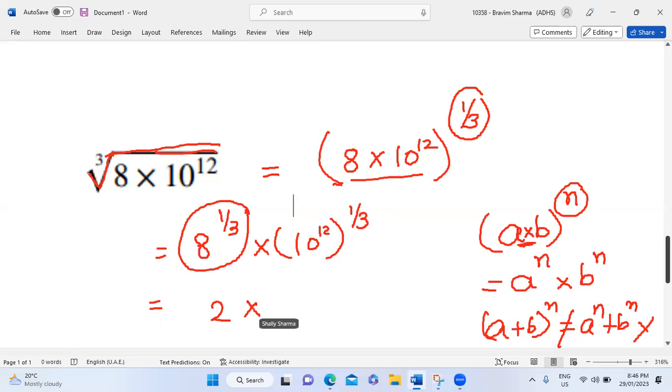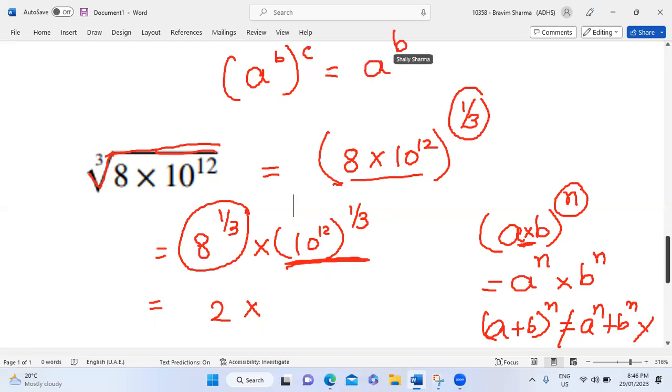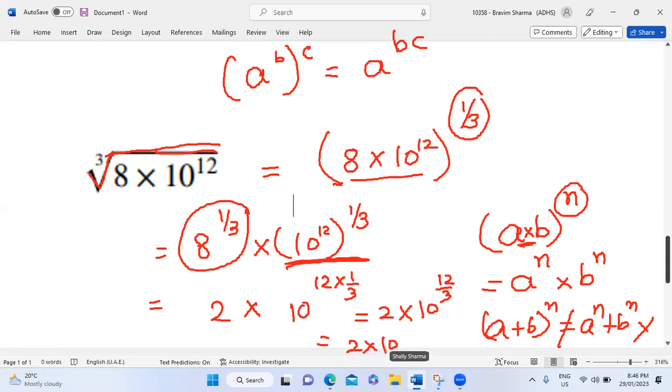And here we have this part, if you look at a to the power of b whole raised to the power of c, which is a to the power of bc. So again you will see here that you have to use the index laws. You should have a very good understanding of that part. So it will be 10 to the power of 12 times 1/3. And 12 times 1/3 means you have to find 1/3 of 12, which is 4. So this is 2 times 10 to the power of 12 over 3, which is 2 times 10 to the power of 4. And this number is in standard form because it is following all the rules.